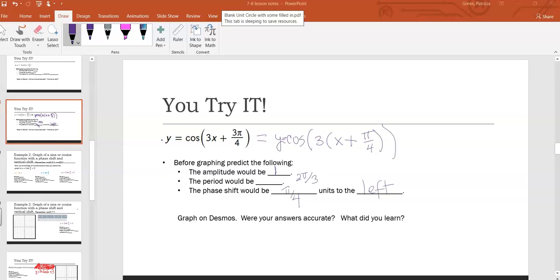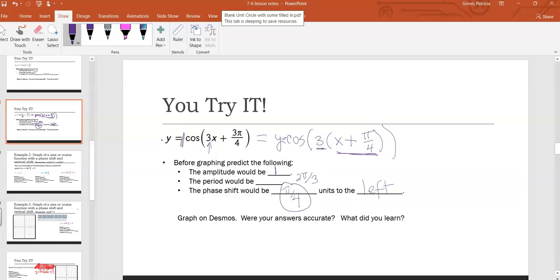I wanted to show you something here that I just learned myself on the You Try It. If you see something in front of the x, like a 3, make sure you factor that out before you do the phase shift because it changes it. The phase shift right now looks like it's 3 pi over 4, but it's not. You factor out the 3, and then you get a phase shift of pi over 4, and since it's plus, it's to the left. Everything else would be the same like we've done before.